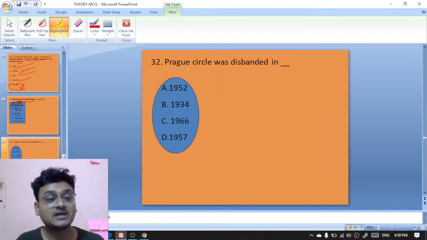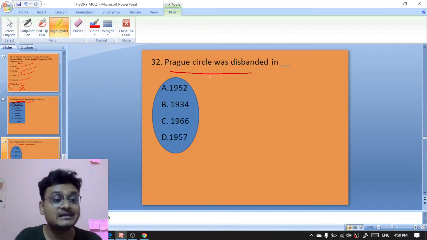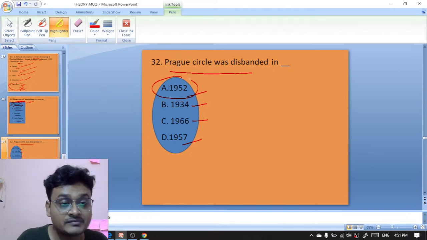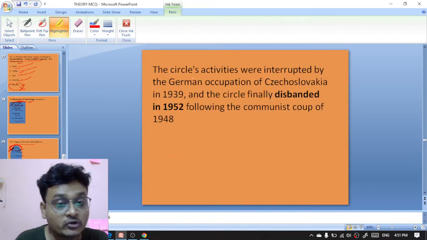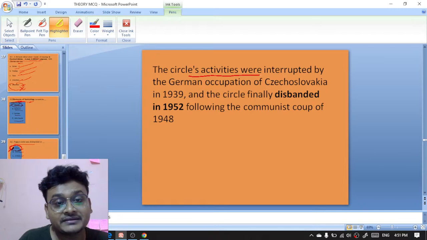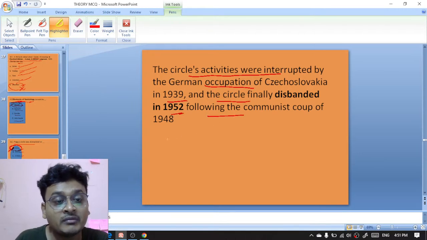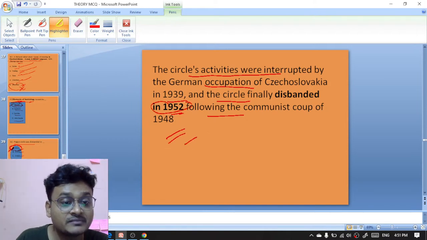Now, moving on to question number 32. Prague Circle was disbanded in the year 1952, 1934, 1966, 1957. Prague Circle was disbanded in the year 1952. That is, A is the right option. The circle's activities were interrupted by the German occupation of Czechoslovakia in 1939, and the circle was finally disbanded in 1952, following the communist coup of 1948. So it was disbanded in the year 1952.